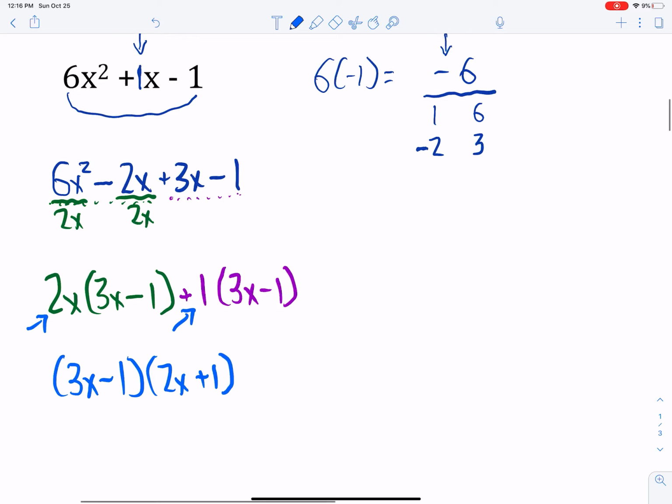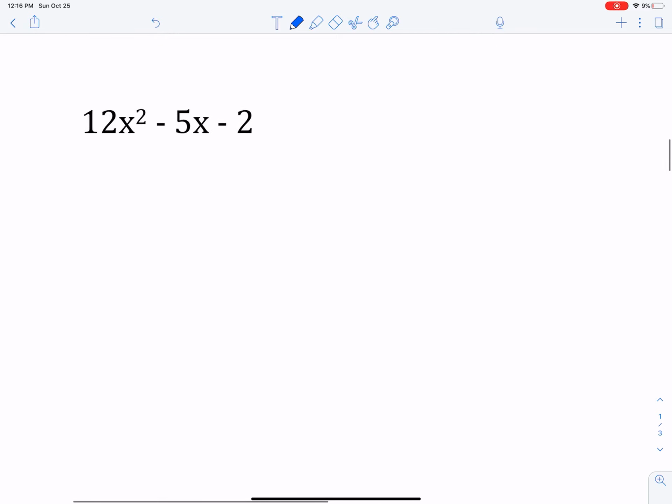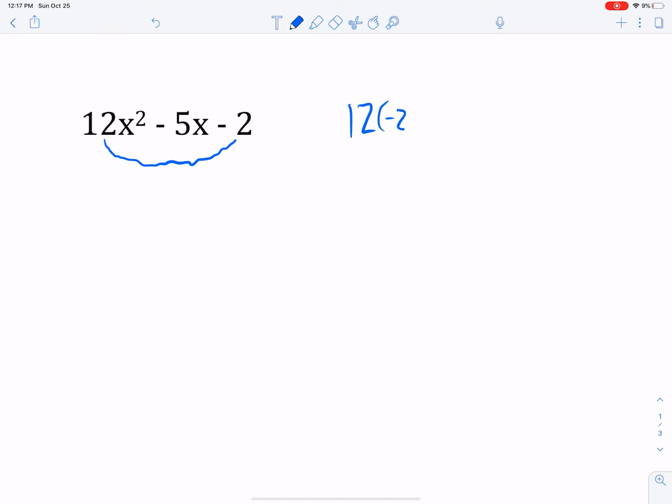Let's take a look at our next one. Here we have 12x squared minus 5x minus 2, and we're going to go through our step-by-step process. There's no greatest common factor in all three terms. There's a number in front of the x squared, so when I see that, I'm going to follow my process. So we have the first number of 12 times the last number of -2. 12 times -2 is -24.